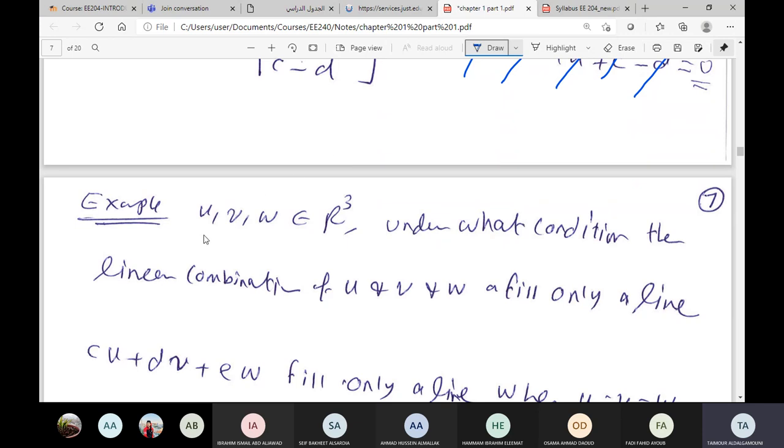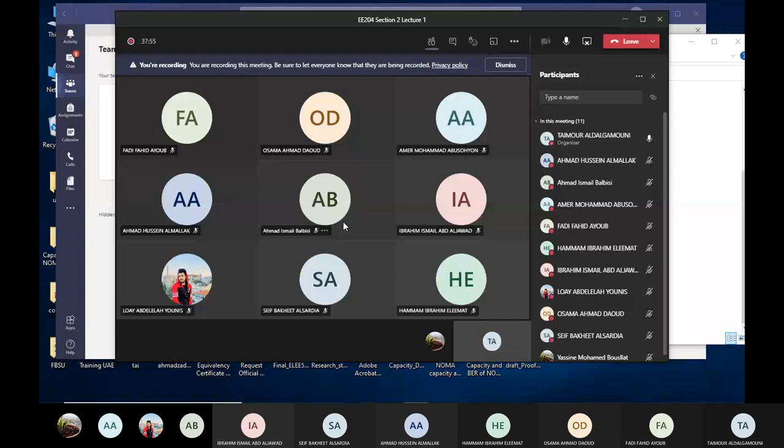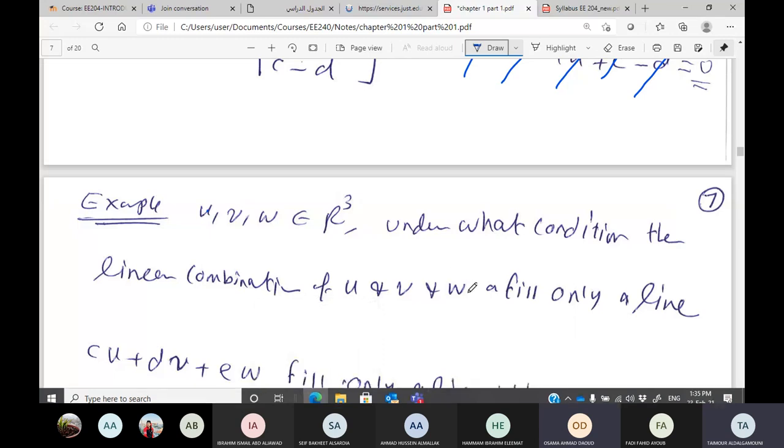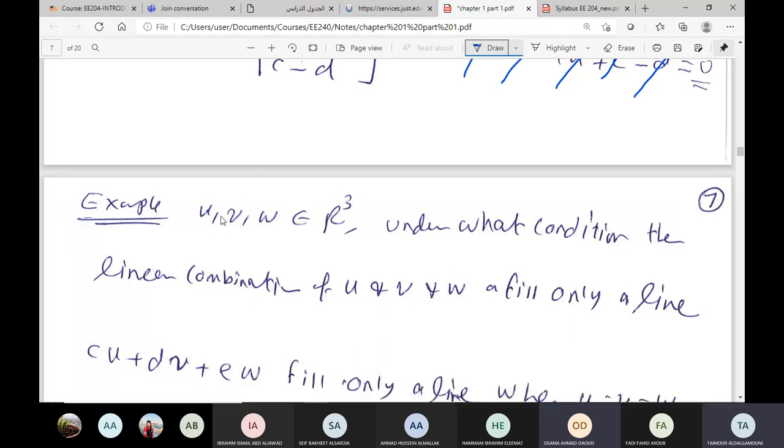Here we have an example. It says if U, V, and W are three vectors in R3, what do we mean that U is in R3? What do we mean by that? Osama Dawood. Osama Ahmed Dawood. Yes, doctor. What do we mean when we say that U is in R3?